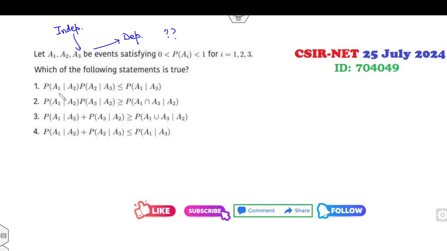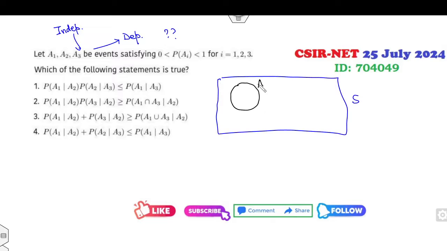You can see the first option, P(A1 | A2) ≤ P(A2 | A3)... How can you prove or disprove it? If I consider A1, A2, A3 in such a way that this value is 0 and these values are positive, then definitely this option will be cancelled out, because a positive number can never be less than or equal to 0. That's a very simple way to make it 0. So consider this is my sample space. I consider this is my A1. Now for A1 given A2, I consider this is my A2.